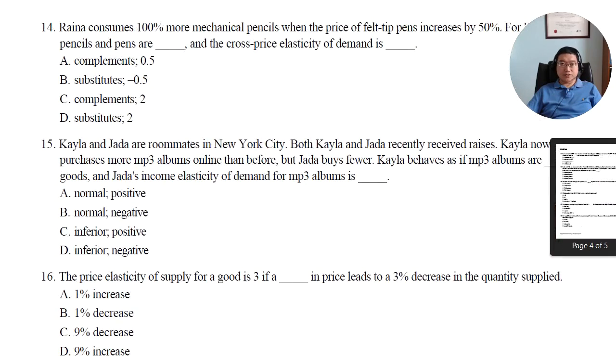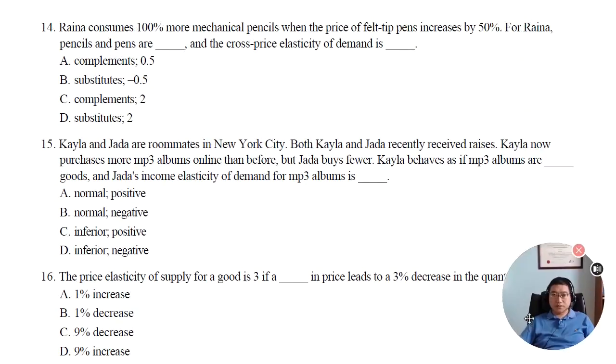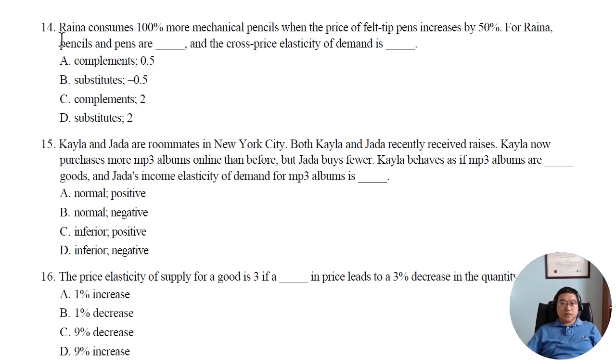Let's look at question 14. Reina consumes 100% more mechanical pencils when the price of the felt tip pens increased by 50%. For Reina, pencils and pens are, well, common sense, right? They're both writing instruments, so we need to consider B or D. And the cross price elasticity of demand is how much?